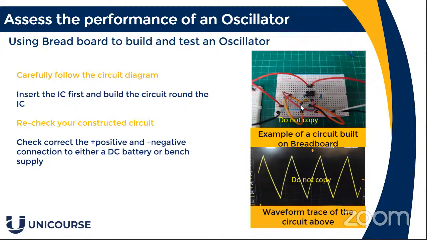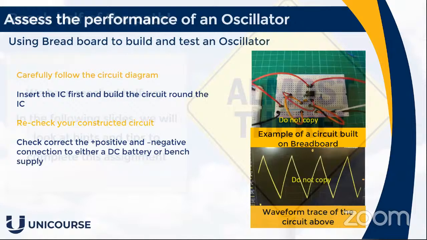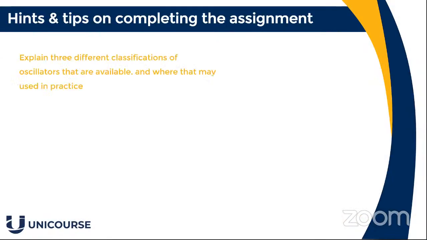Okay, so we're nearly halfway. We've got more than halfway. Well, what we're going to do now is look at the key points in completing this assignment successfully. So the first thing you need to do is explain 3 different classifications of oscillators.